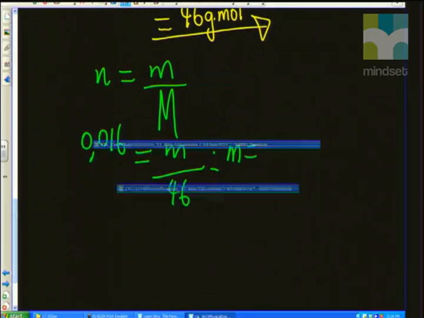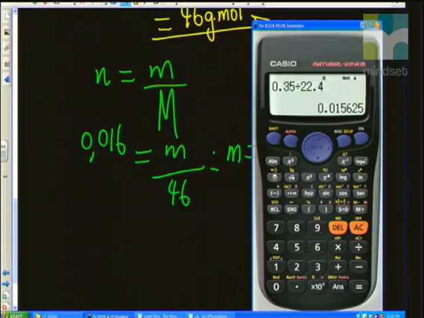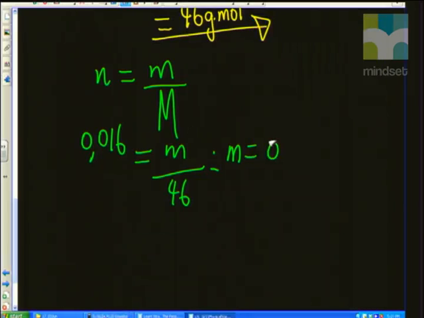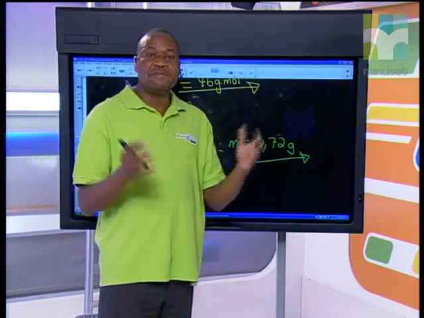So we can go back to the calculator here and work it out. Because this is the number of moles, we can just multiply that by 46 and we get exactly what the answer is. So here we've got 0.72 grams. So the mass is 0.72 grams. There is that amount of mass in that volume, at standard temperature and pressure, of course.